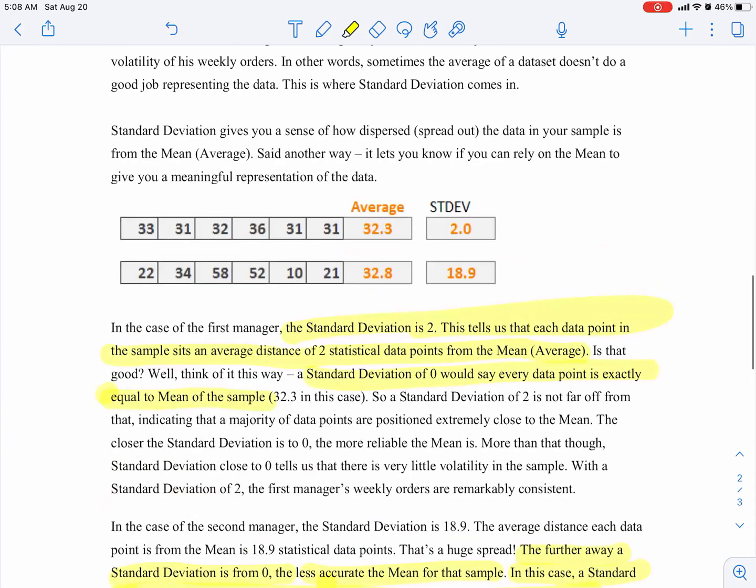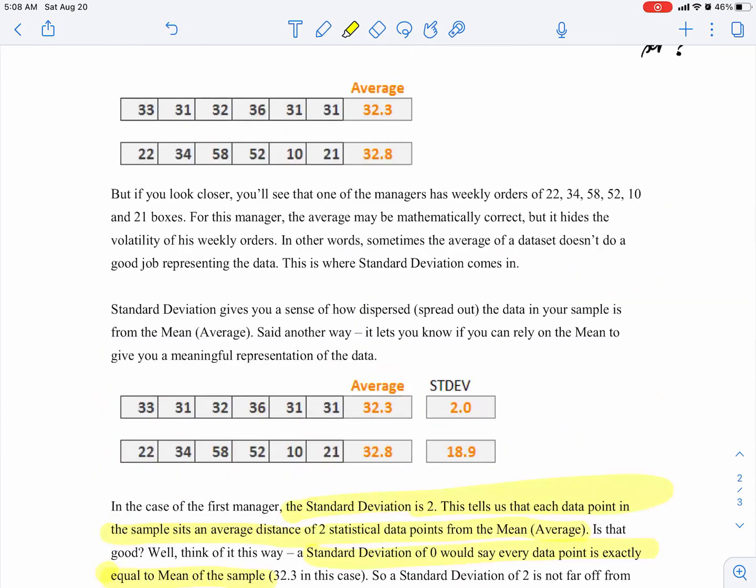So in this story, we had a manager making weekly orders. The first manager was making weekly orders and got an average of 32.3. And then the second manager was making weekly orders with an average of 32.8.